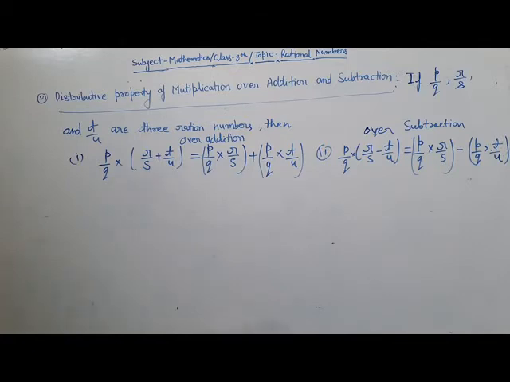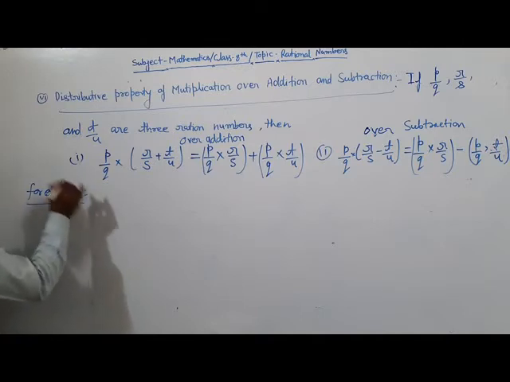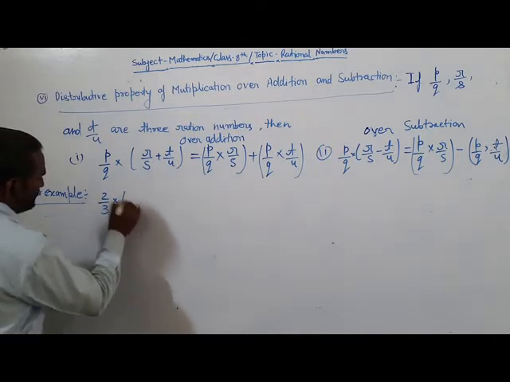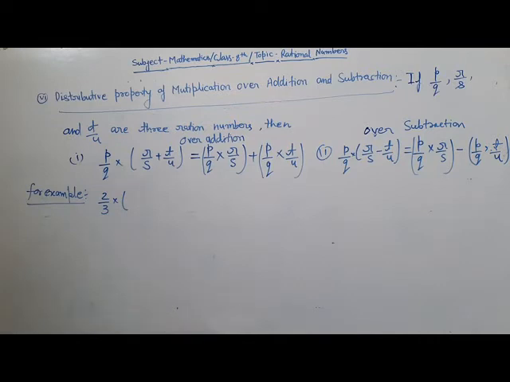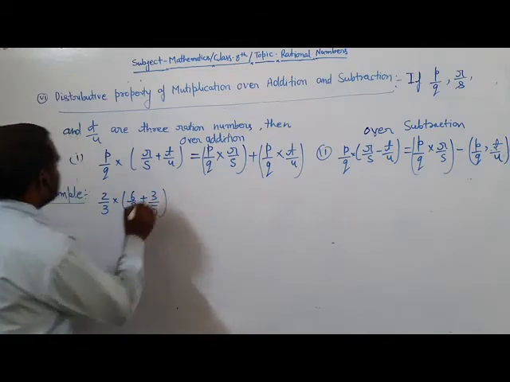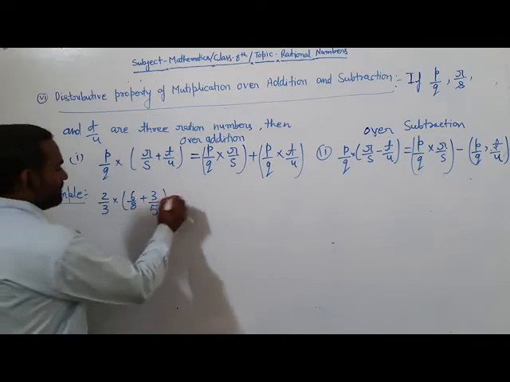Take an example. For example, 2 by 3 into 6 by 8 plus 3 by 5. This is the distributive property of multiplication over addition.